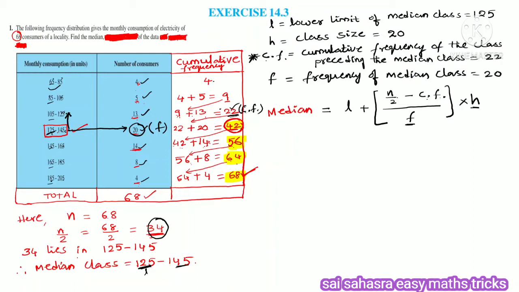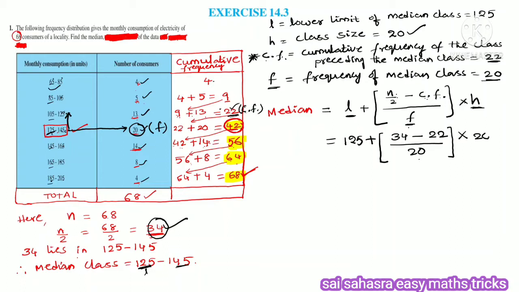Next, after writing all these values, we need to substitute. What is the value of L? L is 125. 125 plus, bracket open, N by 2 value is 34, minus cumulative frequency, CF value is 22, divided by F value, 20. Bracket close. Multiplication symbol, H. H value is 20, so that 20 we are writing here.